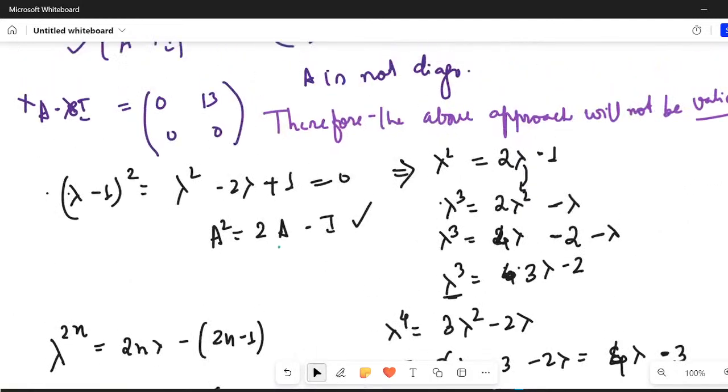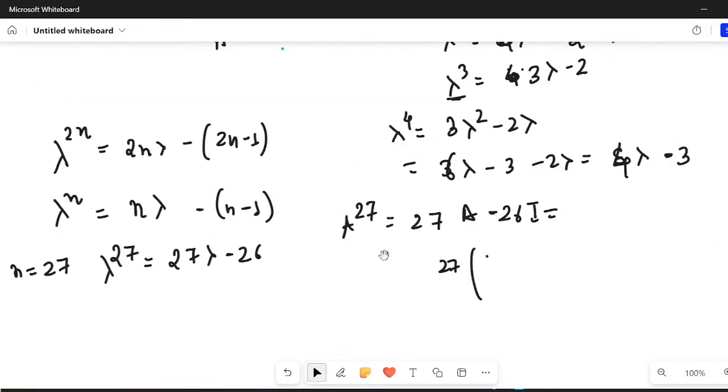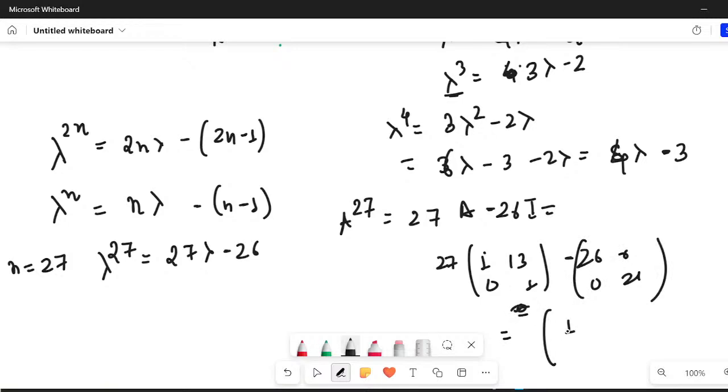Just give me a minute. Okay, what was it? It was 1 1 3 0 1. So I'm writing 1, I'm writing 13, I'm writing 0 and 1, and minus 26 times the identity. So what we'll get here? We'll get 1 here. What is 27 into 13? 91, 9 carry, 13 into 6, 351, right? And here you will get simply 0, and here you will simply get 1, because this is minus 26. So this is the answer for A raised to power 27.